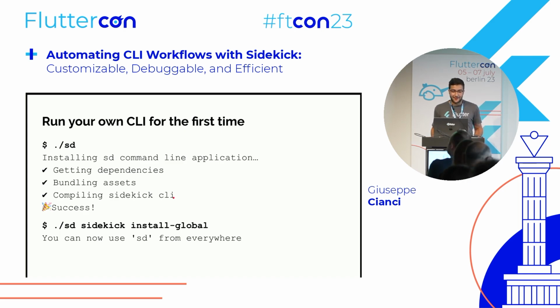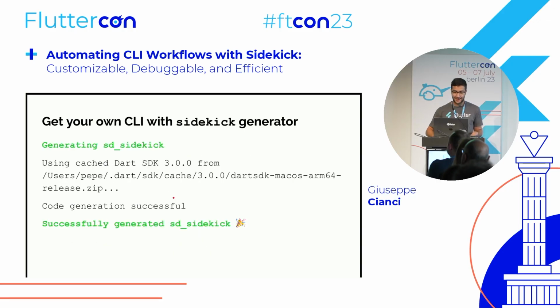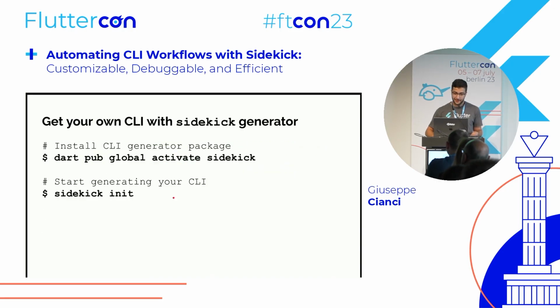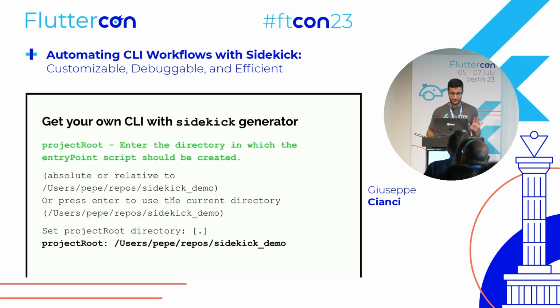Then the next command I run is /sd sidekick install global. And here's an important distinction. This causes lots of confusion. SD is our own CLI we just generated, not Sidekick. The Sidekick CLI we used here, that's just a generator CLI. We won't use that anymore.